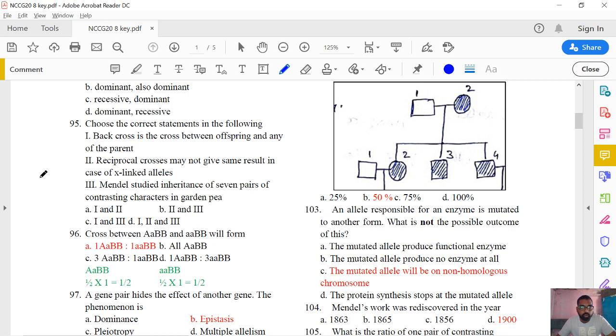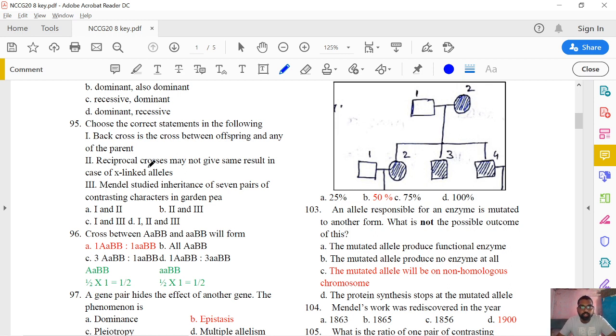Choose the correct statements. Backcross is the cross between offspring and any other parent. Yes, any of the parents, that is true. Test cross in fact is a kind of backcross. Reciprocal crosses may not give the same result in X-linked alleles. Yes. If it is autosomal inheritance, the reciprocal cross can give the same result. But if it is cytoplasmic inheritance or X-linked alleles, you don't get the same results in reciprocal crosses.